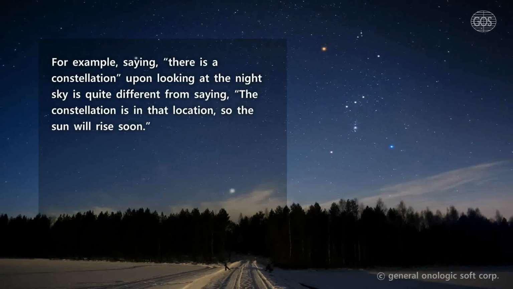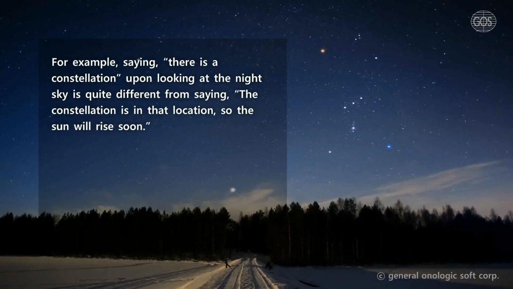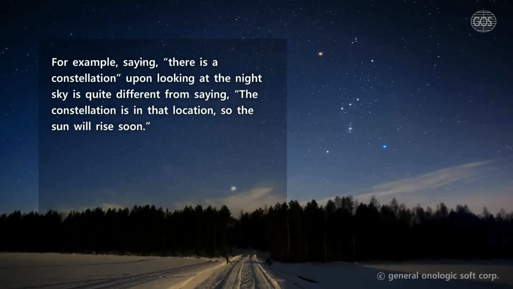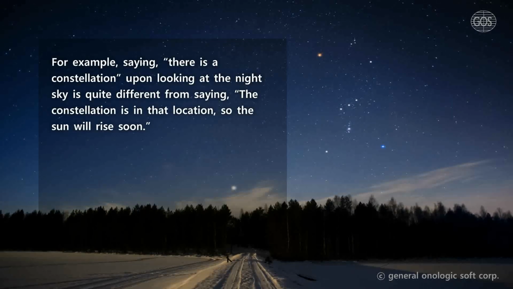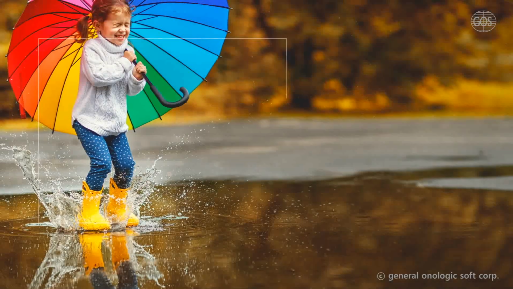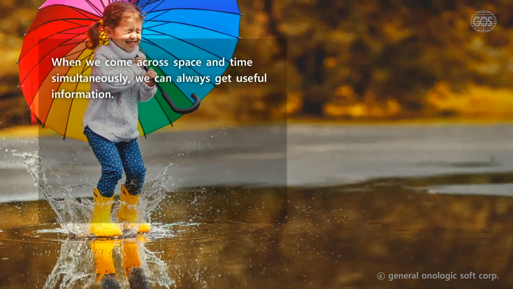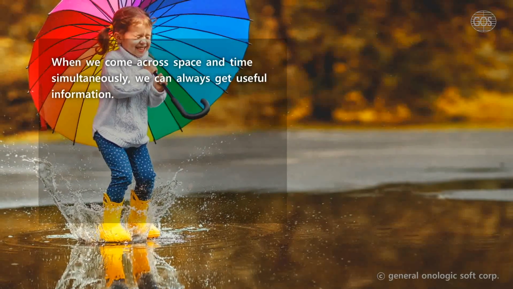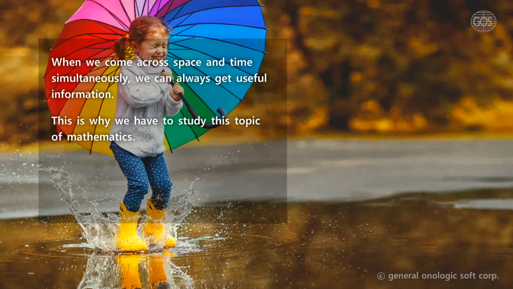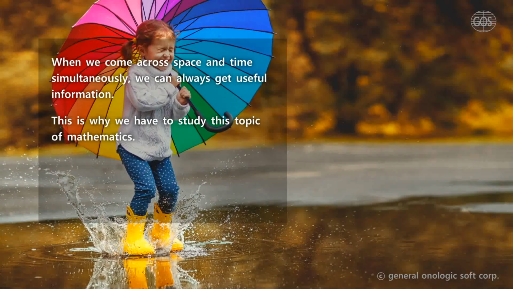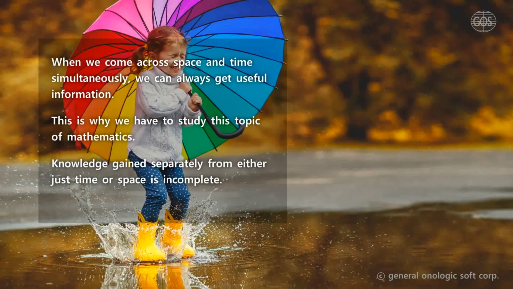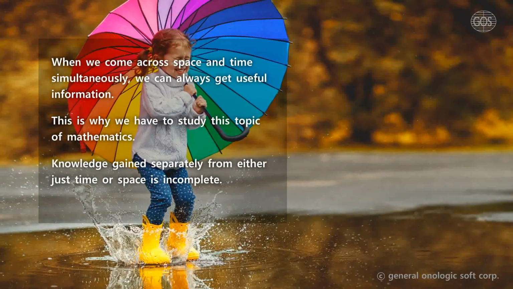For example, saying, "There is a constellation," upon looking at the night sky is quite different from saying, "The constellation is in that location, so the sun will rise soon." When we come across space and time simultaneously, we can always get useful information. This is why we have to study this topic of mathematics. Knowledge gained separately from either just time or space is incomplete.